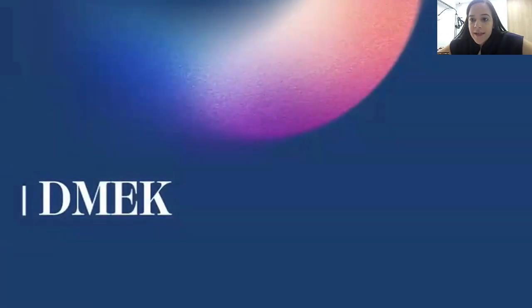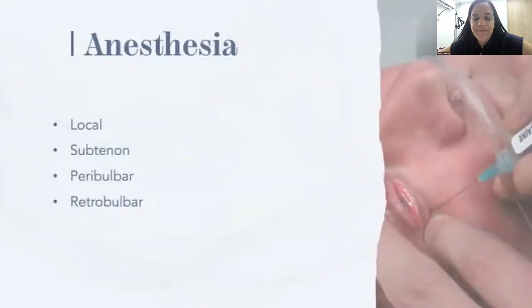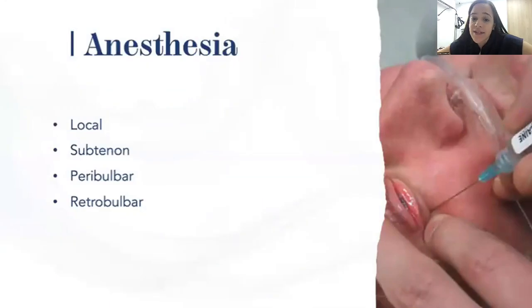So continuing with DMEK, some generals of the surgery, and then we're going to talk about the step-by-step of the surgery. Starting with anesthesia, there are several options depending on the surgeon's preference and patient factors, but we can use local, subtenon, peribulbar, or retrobulbar. In our practice, we use retrobulbar block for patient comfort.